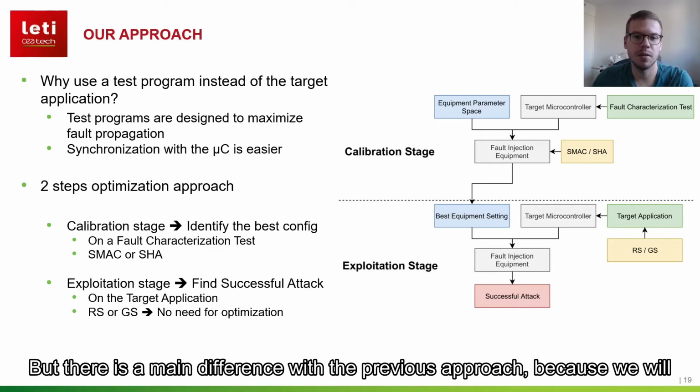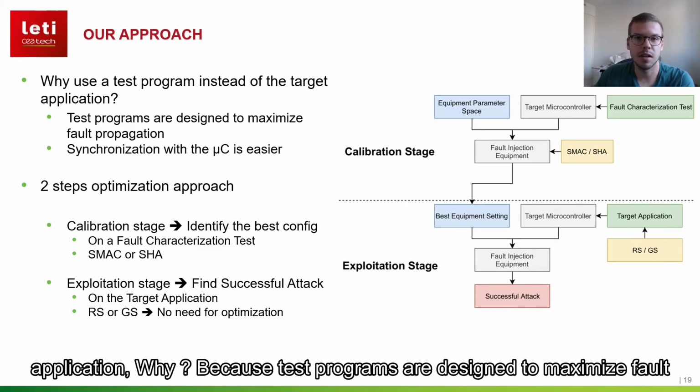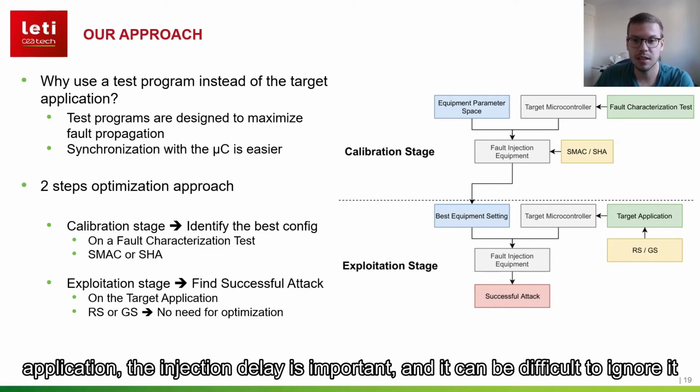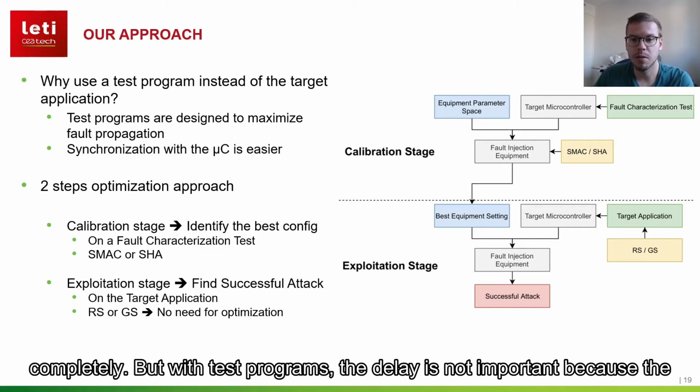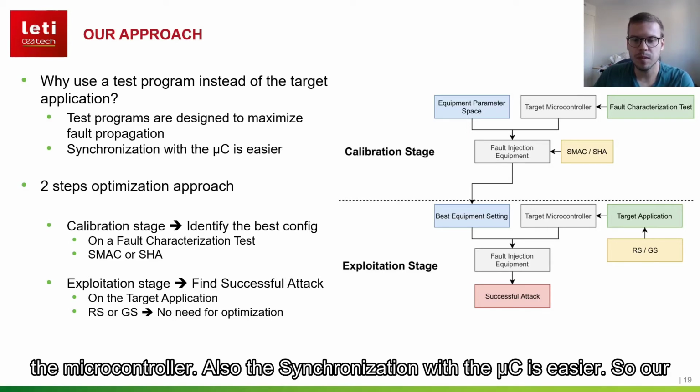But there is a main difference with the previous approach, because we will use test programs to identify the best settings instead of using the target application. Why? Because test programs are designed to maximize fault propagation in order to identify faster the best settings. With the target application, the injection delay is important and it can be difficult to ignore it completely. But with test programs, the delay is not important because the same instructions are repeated and we can control the program state of the microcontroller. Also, the synchronization with the microcontroller is easier.